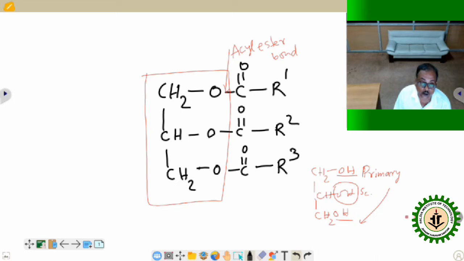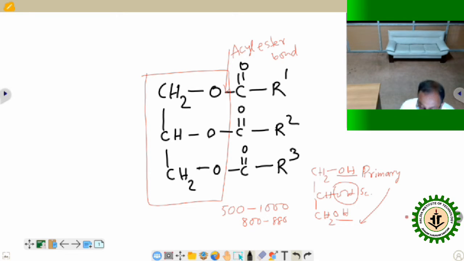The molecular weight, for example, is governed by the fatty acids present in the glycerol molecule. Mostly the edible fats and oils, the triglycerides, have a molecular weight ranging between 500 to 1000. And on average, most of our edible oils like soybean oil and palm oil have 800 to 880. They have a molecular weight like this.